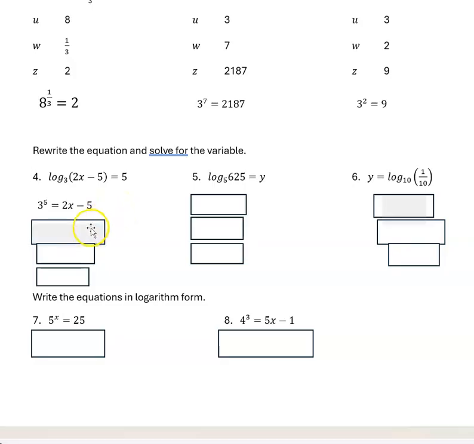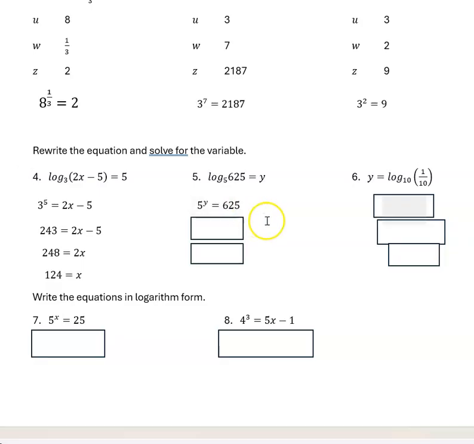But if I wanted to solve that, I would take 3 to the 5th power, which is 243. I would add 5 to both sides, get 248 on the left side, and then divide by 2, and I would see that x is 124. For the second one, I can see that 5 to the y power is going to equal 625. So I'm going to write it that way.